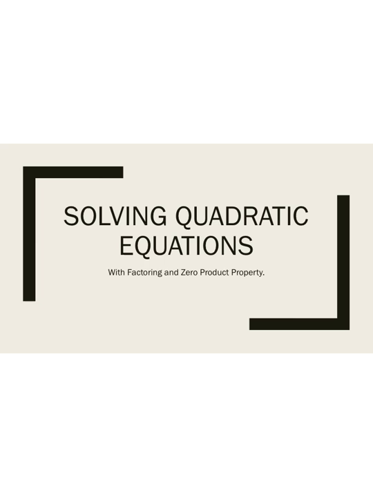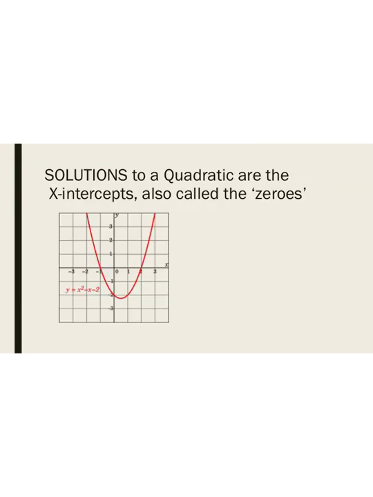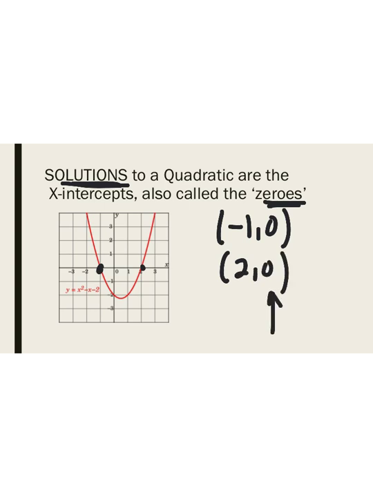So solving quadratic equations, remember quadratics are always the ones that have an x squared in the standard form. They'll always create a parabola heading up or heading down. So what we're looking for when we're solving is where it crosses the x-axis. So solutions to quadratics, there's a real specific definition, and that is where it crosses the x-axis. So we call those the zeros, the x-intercepts, in this case -1, 0 and 2, 0. It's always when y equals 0.